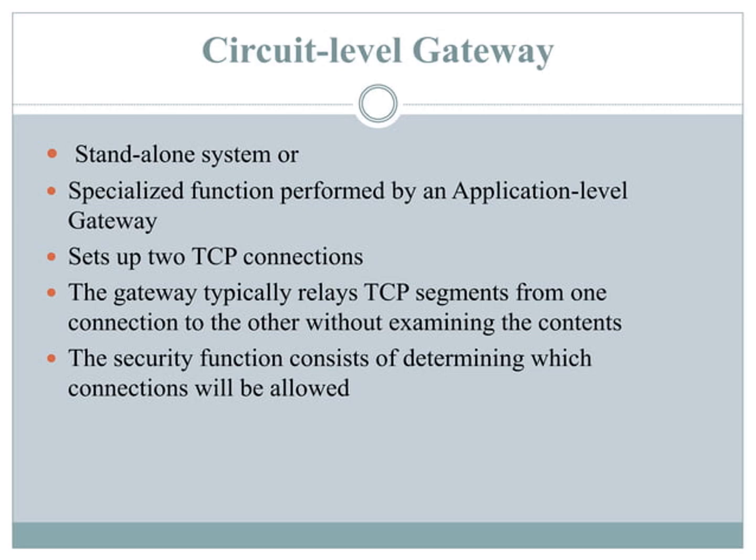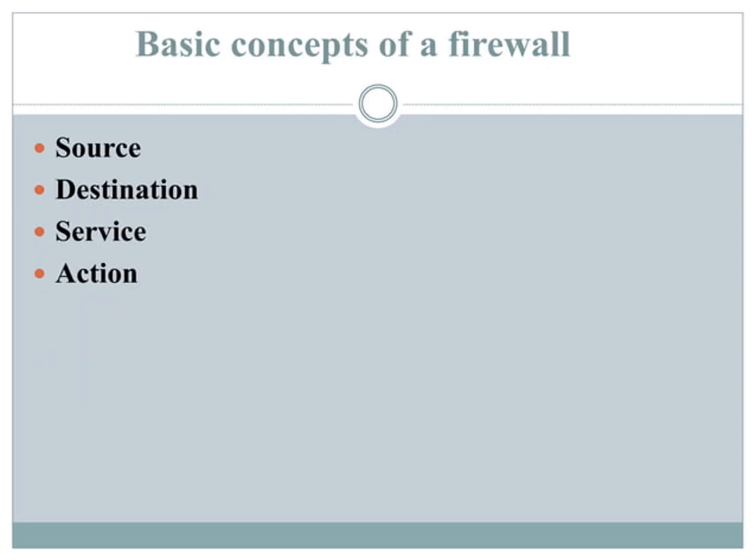It is a specialized function performed by an application level gateway. The circuit level gateway sets up two TCP connections. The gateway typically relays TCP segments from one connection to the other without examining the contents. The security function consists of determining which connections will be allowed.